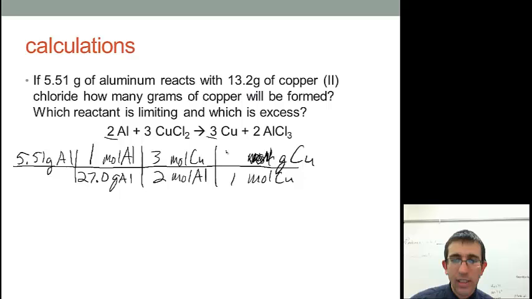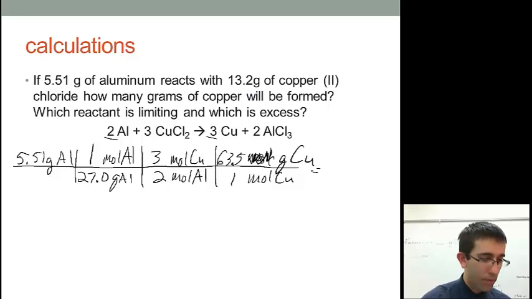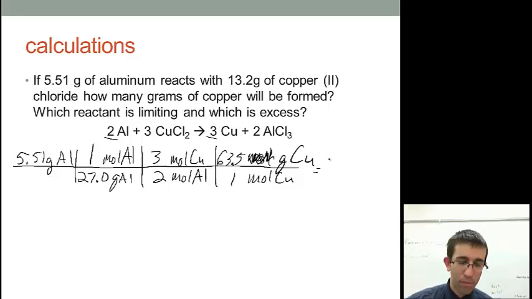Copper we find on the periodic table, find it with me. And when I look at it, 63.5. Multiply on top, divide on bottom. So I got 5.51 divided by 27 times my 3 divided by my 2 times 63.5, and I get a grand total of 19.4 grams of copper. I gave you 2 given, so you must do this twice.